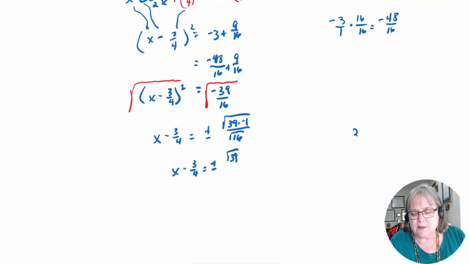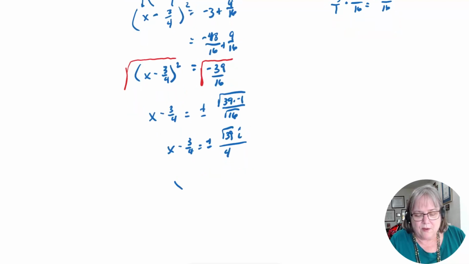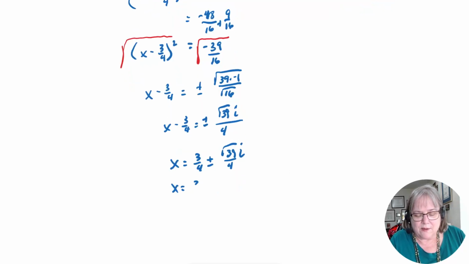Okay, now 39 is 3 times 13. That doesn't help. They're both prime and neither one's a square. And 39 is not a square. But the square root of negative 1 is an i. And the square root of 16 is 4. So you have x is 3/4 plus or minus the square root of 39 over 4i. Now, let's talk about this. All right. It could also be written as 3 plus or minus the square root of 39i over 4.